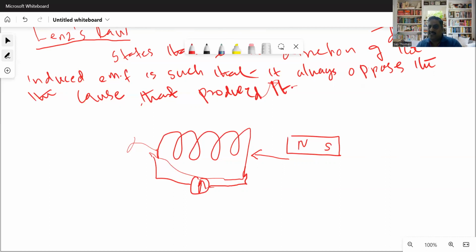It will oppose. That means induced current will flow here in the anti-clockwise direction, making this end a north pole. So the north pole will repel the north pole of the bar magnet. So the direction of induced current here, when you look from the side, is anti-clockwise, like this.